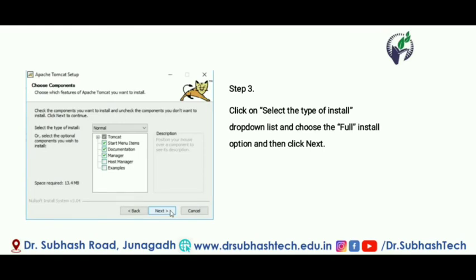Then the setup screen defines how many components you need when Tomcat actually runs, or works as a server. You select the type of installation. Generally you use a full installation of Tomcat. The different components are the start menu items, documentation, manager, host manager, and examples. All these components reside in the Tomcat directory. You just have to click the Next button.